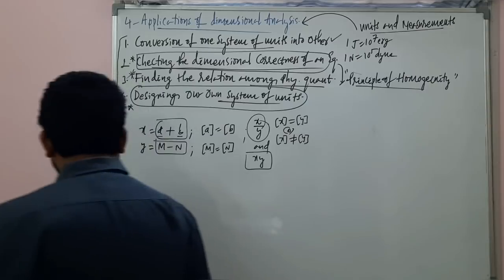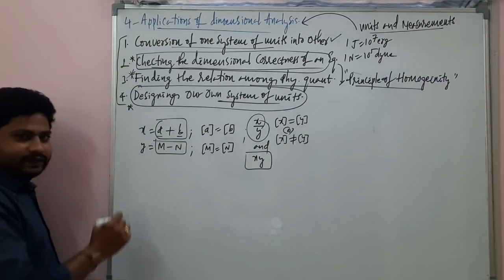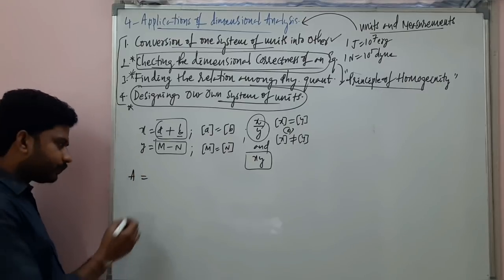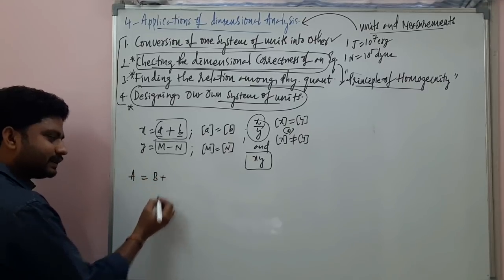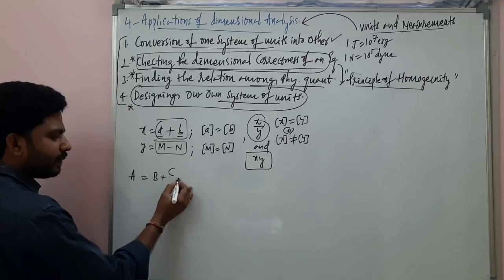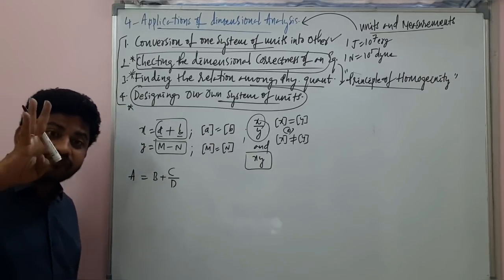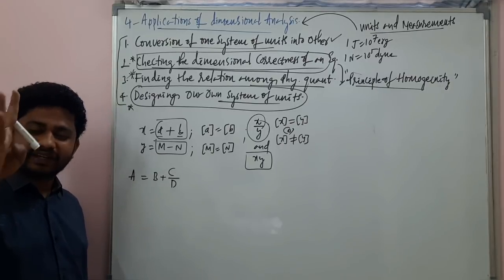Listen, a very important thing which is very useful from the entrance point of view, I'm telling you now, listen carefully. If I write capital A is equal to B plus C by D, look at it, there are four physical quantities here, for example.